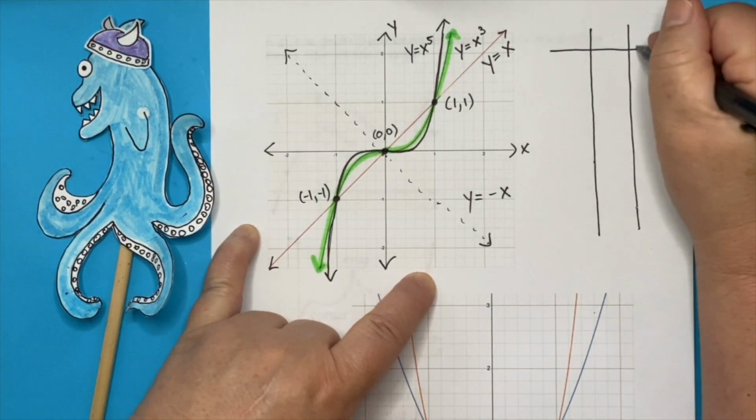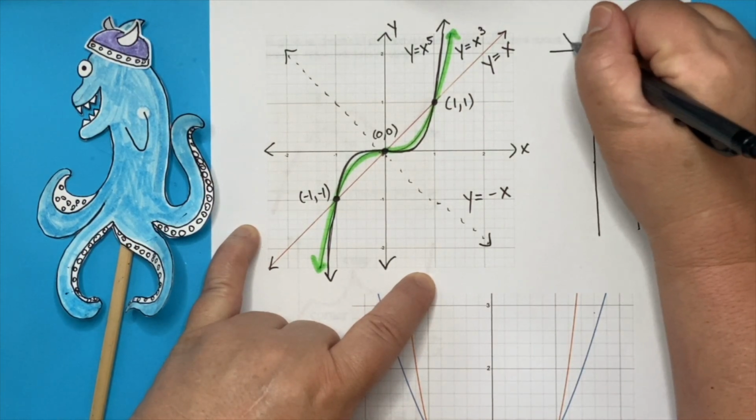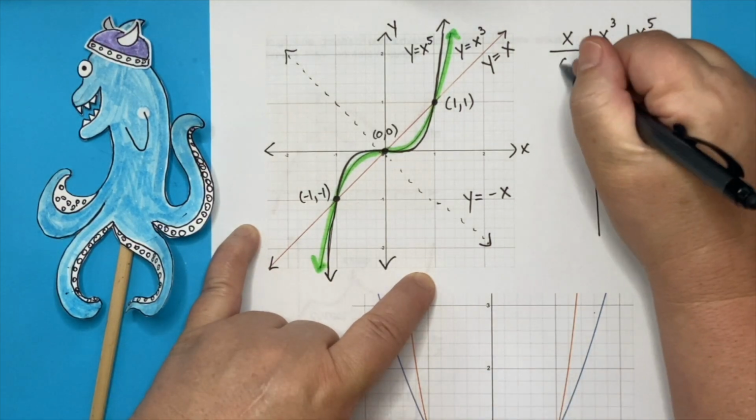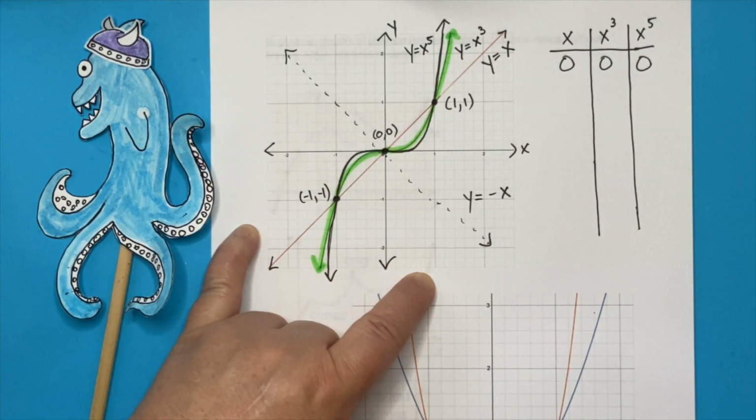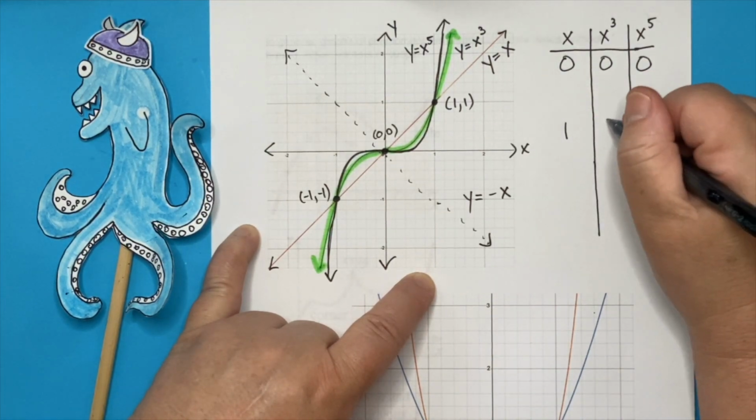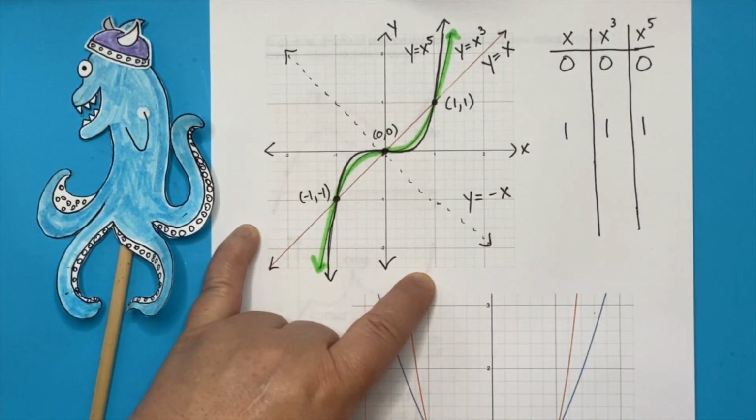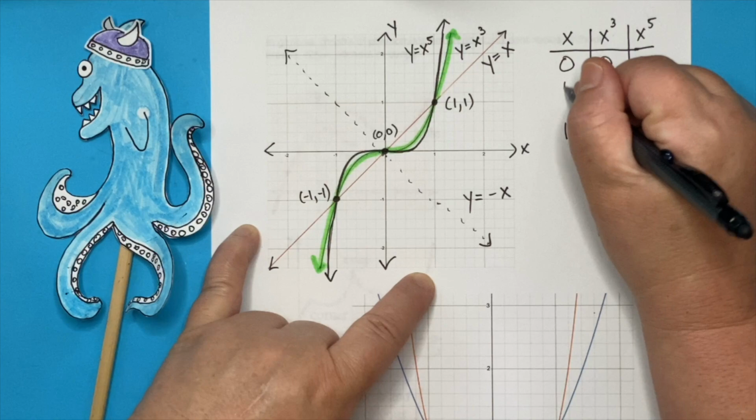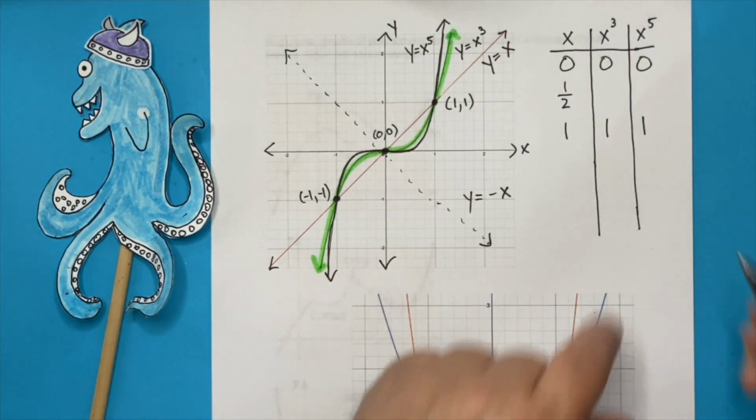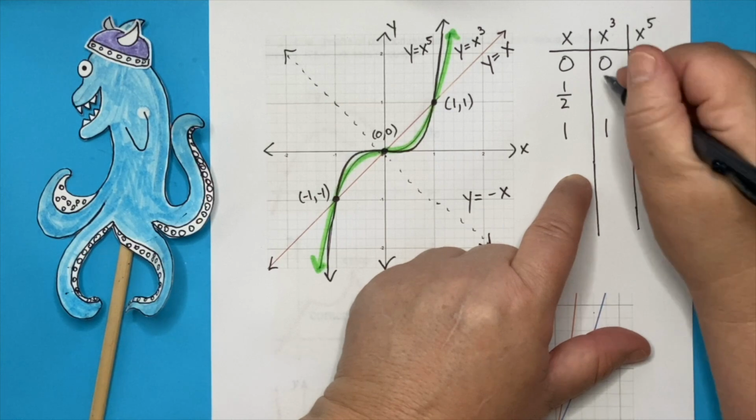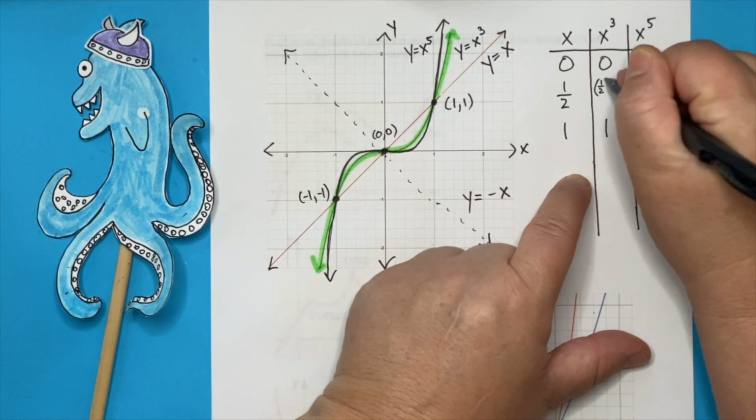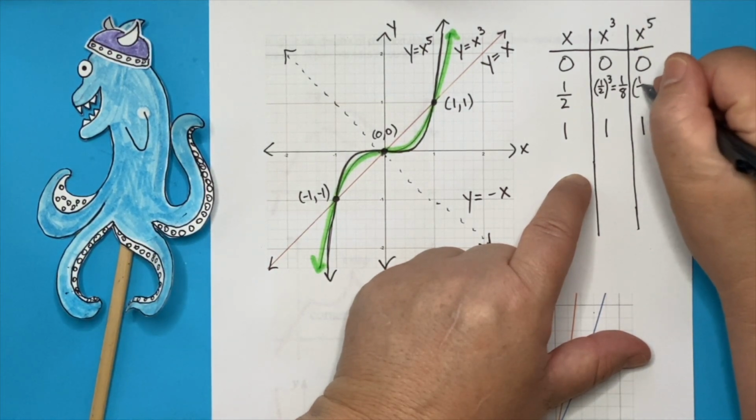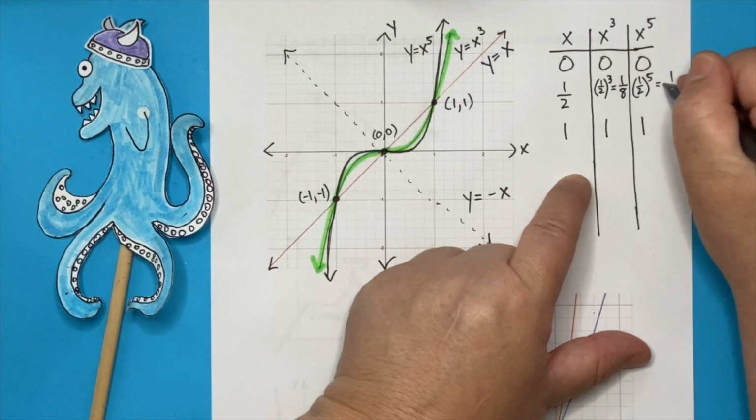a table of values. Let's look at y equals x, and then x cubed, and then x to the fifth. So if x is 0, x cubed is 0, and x to the fifth is 0, easy peasy. If x is 1, x cubed is 1, x to the 5th is 1, easy peasy. So we can see these overlap points. But what happens when x is 1/2? So x cubed, and now I regret not giving myself more space, is 1/2 cubed, which is 1/8. And x to the 5th is 1/2 to the 5th, which is 1/32.